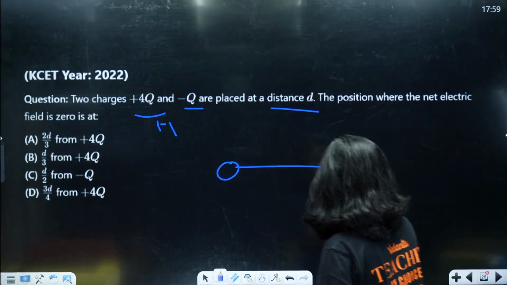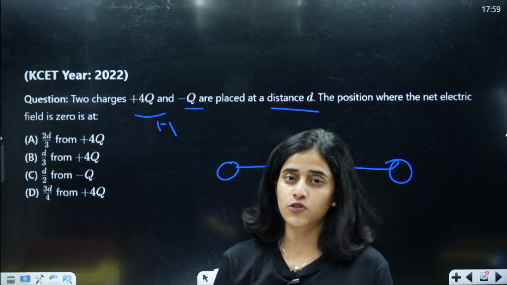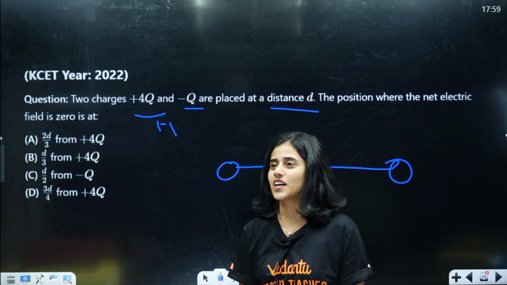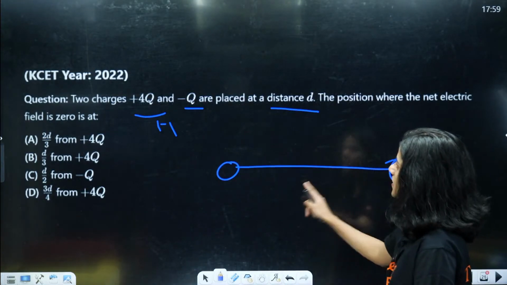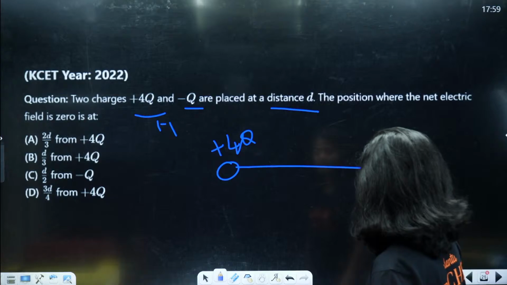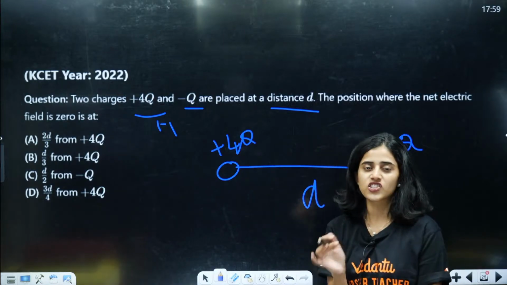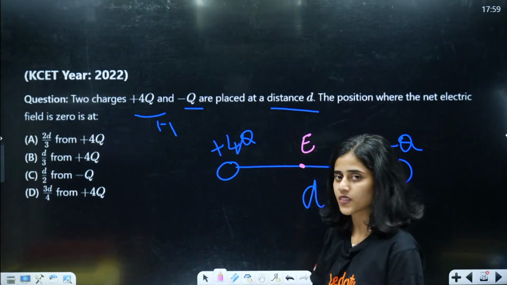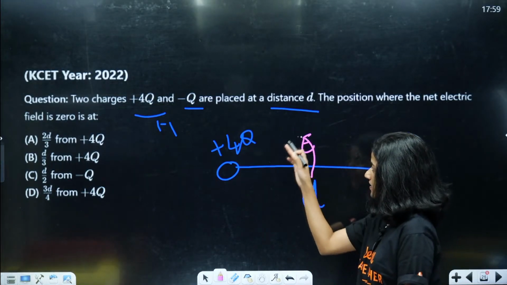So let's first make a diagram. Whenever you get a question, if you make a diagram, it helps you understand and see what you have to find. Yes, we will cover the syllabus. Okay, so this is plus 4q, this is minus q, placed at a distance d. At some point on this line, the electric field is 0. Roughly, let's say it is at this point. I have to find exactly where this point is going to be.